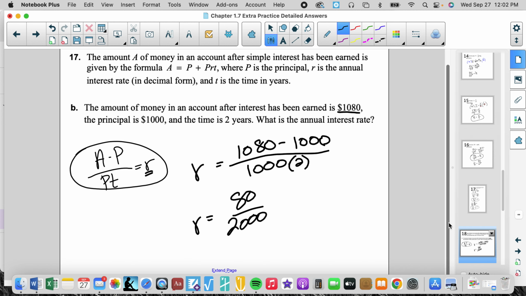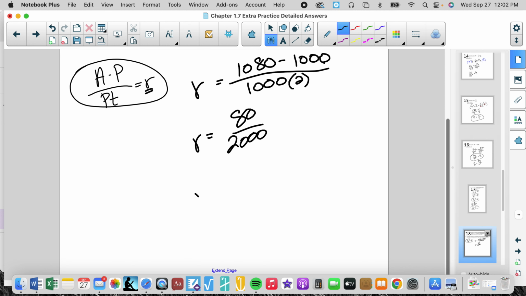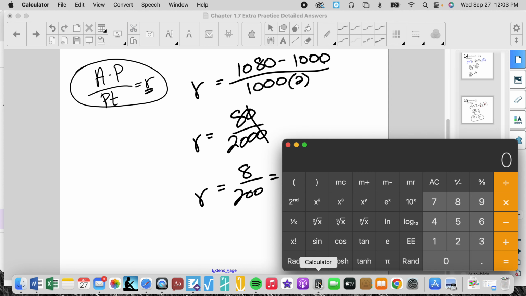And if we simplify that, we're going to make it a rate. So those zeros cancel. You're left with 8 over 200. 4 goes into 8 twice, 4 goes into 200 fifty times, so 1/25th. We could also do 80 divided by 2,000, which gives you 0.04. And is that the same as 1 over 25? 1 divided by 25 is 0.04, yeah.